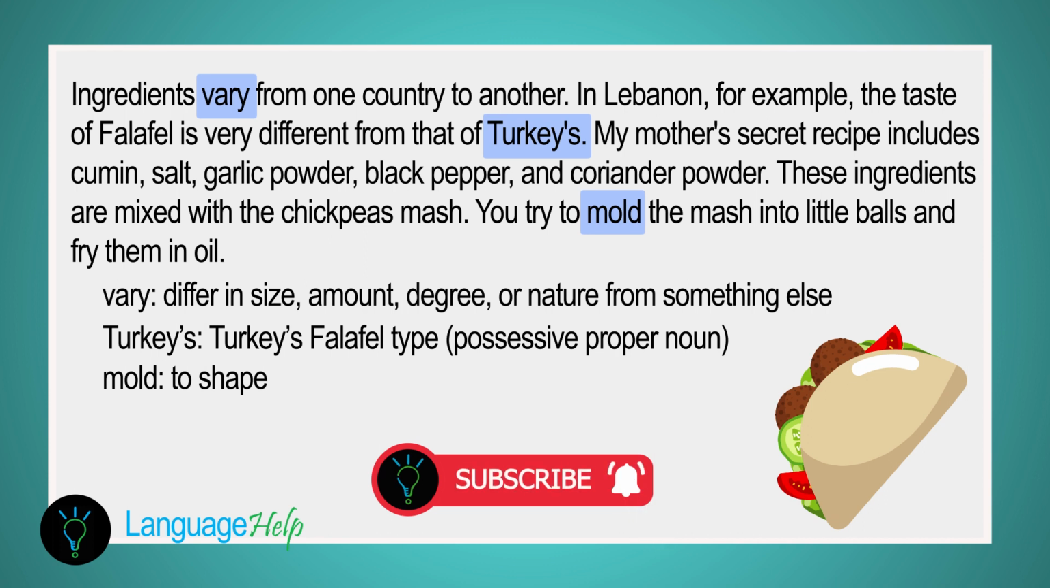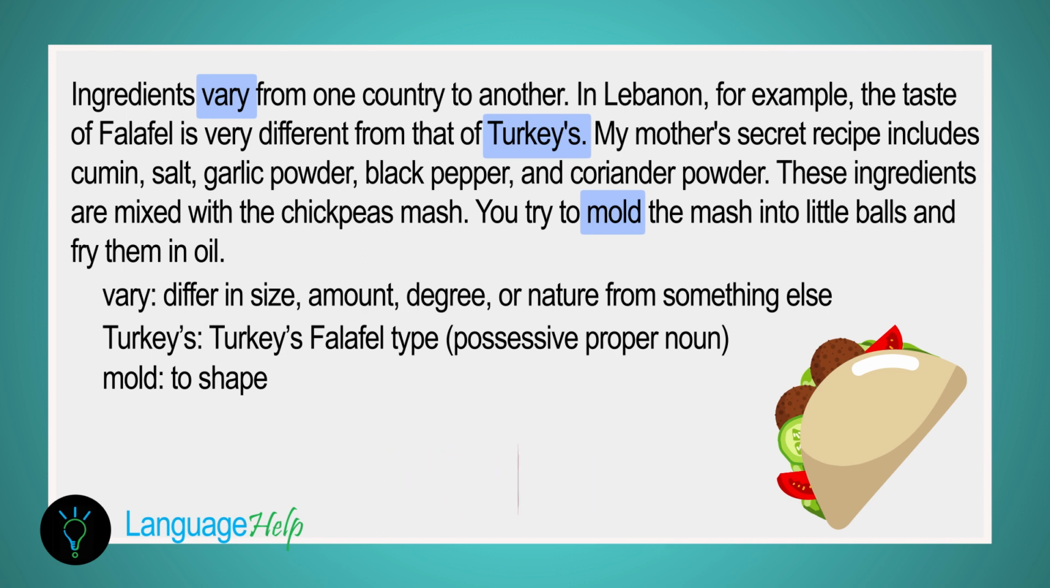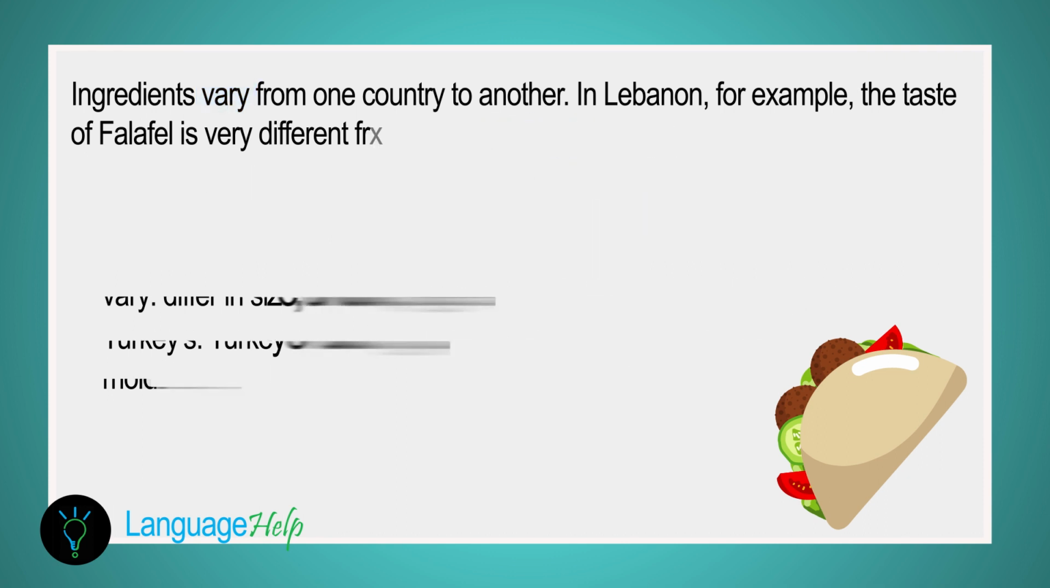To vary is to differ in size, amount, degree, or nature from something else. Turkey's is a possessive proper noun. It's another way to say Turkey's falafel type or taste. To mold is to shape.